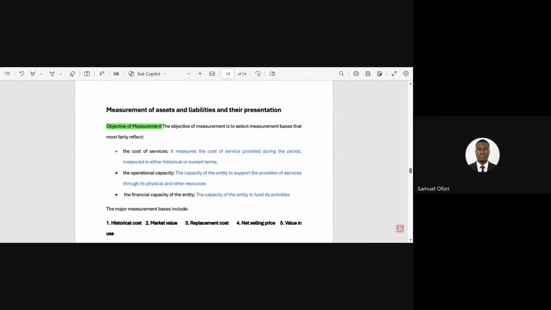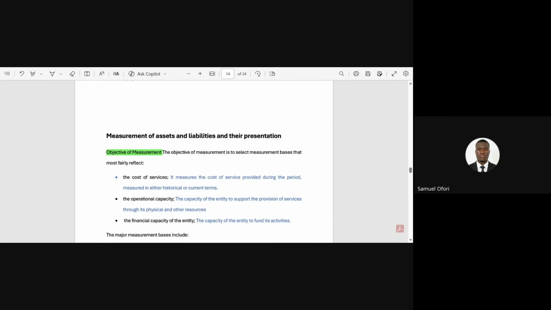Please, can anyone mention the major measurement bases for assets and liabilities? George, do you want to say one? Cost of services. No, that's the objective. Okay, Bassett. Historical costs. Okay, can you say something more about historical? The cost you incur to acquire the assets or create the assets. Exactly. Please, who else? Fast, so that in the next 30 minutes we have to finish.